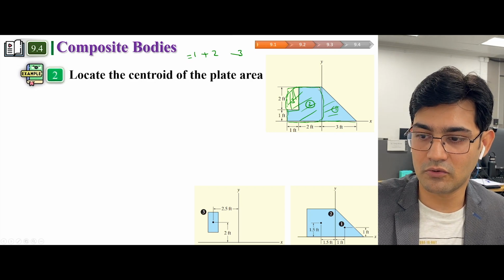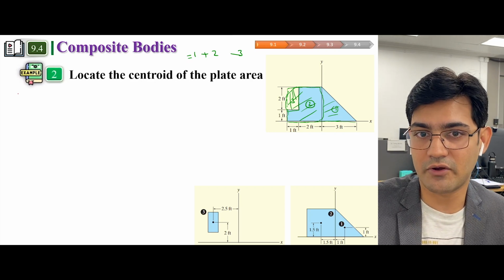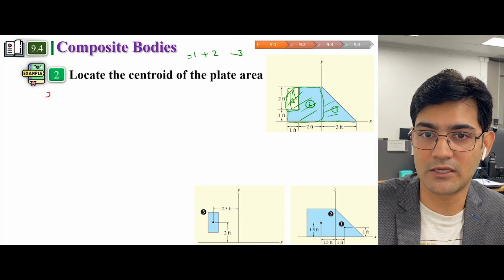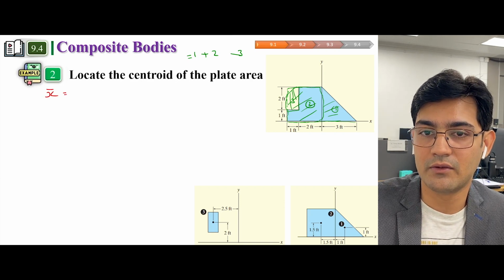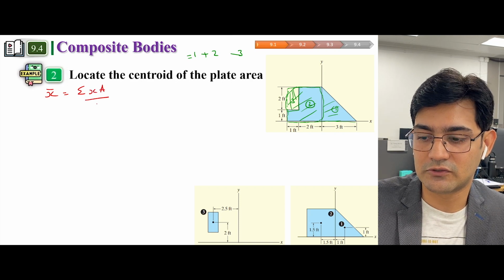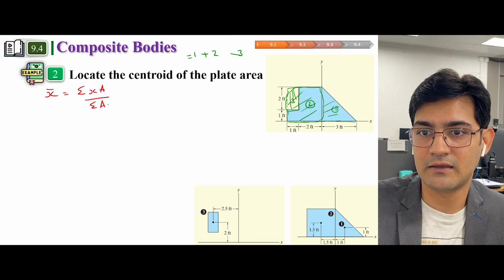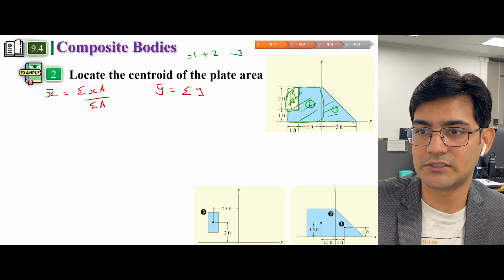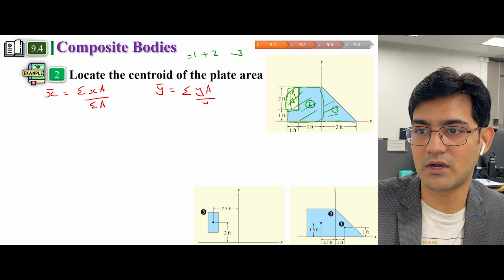Okay, so how do we calculate the centroid? Let's just see what the formula was. If we want to calculate the centroid, we need these two formulas, with summation of A in the denominator, and y bar is equal to the summation of A y over the summation of A.